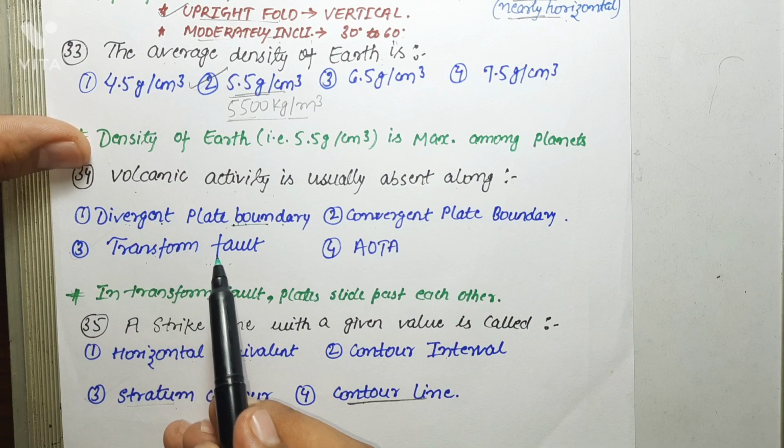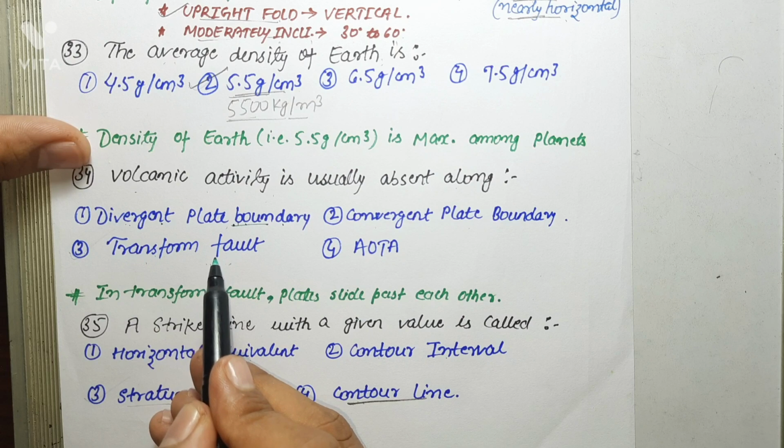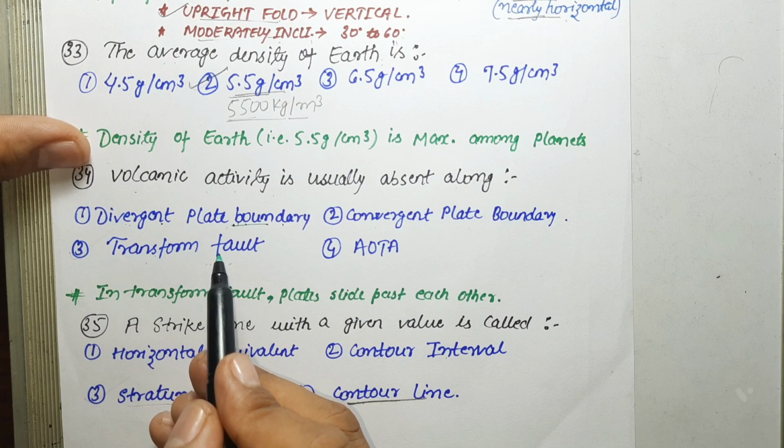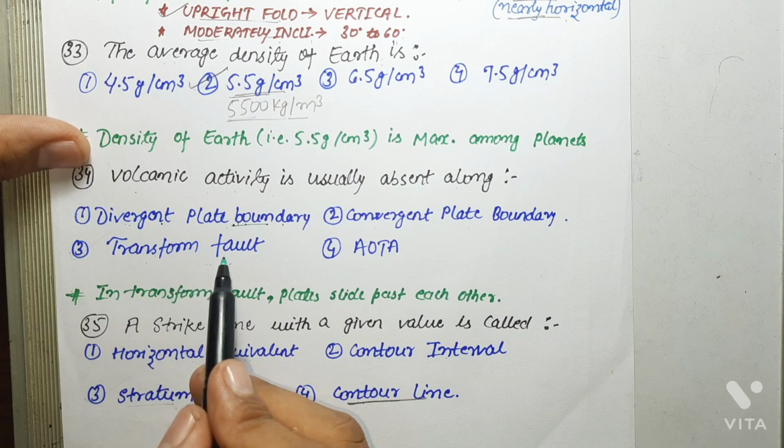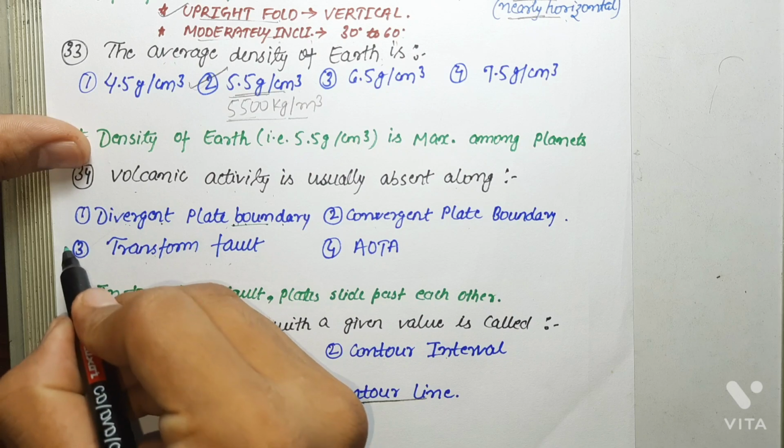In case of transform fault, plates slide past each other without the formation of new crust. Okay, in a transform fault, neither is crust created nor is crust destroyed. Though earthquakes are often present at transform fault boundaries, volcanic activity is usually absent. So the correct answer is transform fault.